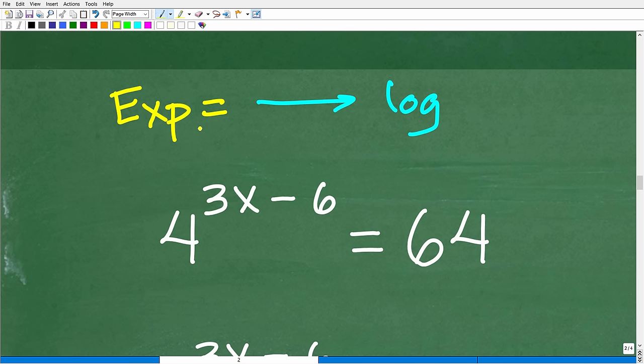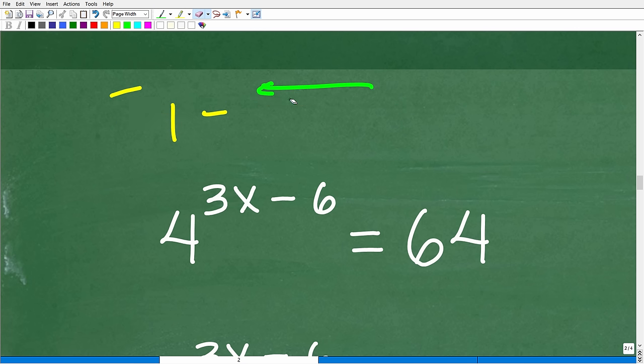Okay, so when you're faced with an exponential equation, you need to use logarithms. And when you have a logarithmic equation, guess what? You need to use exponents, because these two functions are inverses of one another. But again, if you've never studied this stuff, that doesn't really make a lot of sense to you. But let's go ahead and get into how we can solve this equation using logarithms.